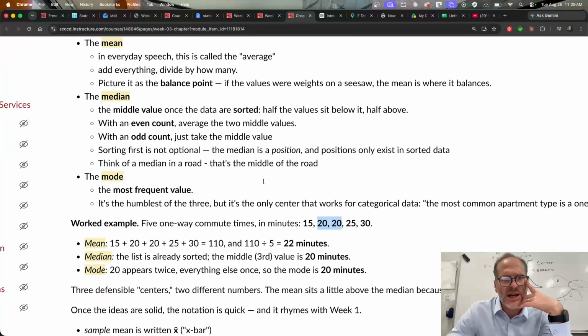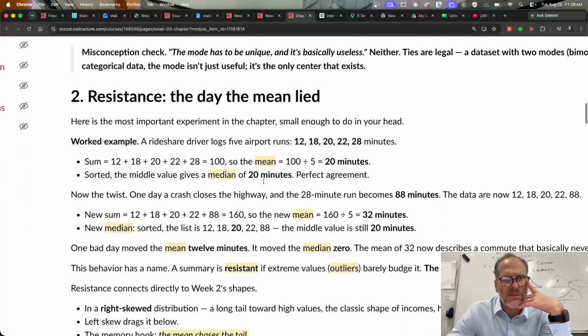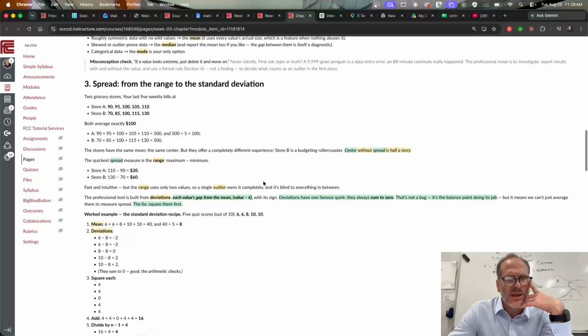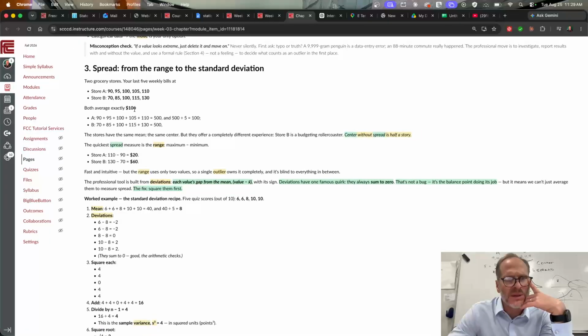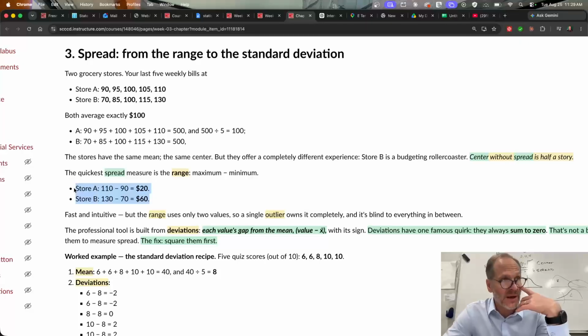And what she's talking about is another way we can measure spread. I'm just looking in here. We've got mean, median, mode, and we didn't talk about resistance yet, but spread, the range to the standard deviation. Here we have some data, and range is the quickest way. We have two stores, store A and store B, and we can see the spread of the data. Store A, the highest value is 110, the lowest value is 90. Here in B, it's 130 and 70. So we can see the spread by just looking at the range. Range is one way.